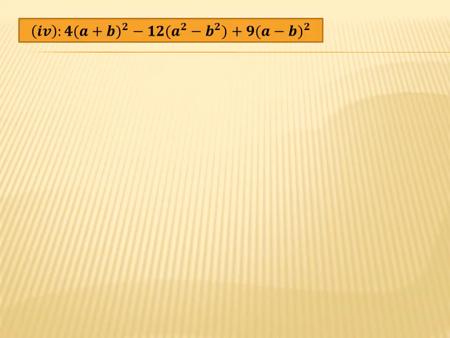Coming to the fourth part. Now pay a little attention because here we have already been given the squares: a plus b whole square and a minus b whole square. It means the first digit and the last digit are already in the square form. But both are having 4 and 9 with them. So we have to look for the squares of 4 and 9. What is the square of 4? 2, and the square of 9 is 3. It means the square of the first digit and the square of the last digit is possible.